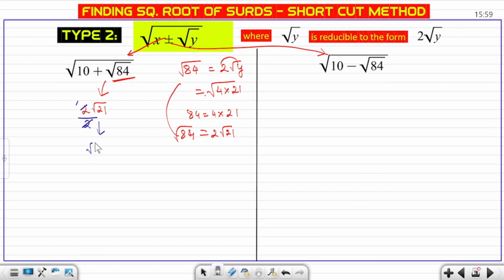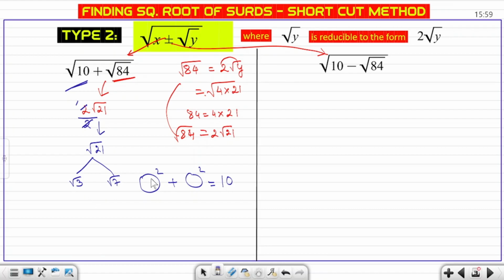What is the remaining? It's 21. So find two factors of root over 21 such that their square sum should be, what is the number here? 10. It should be 10. So let's take root 3 and root 7. 3 times 7 is 21. First condition fulfilled.